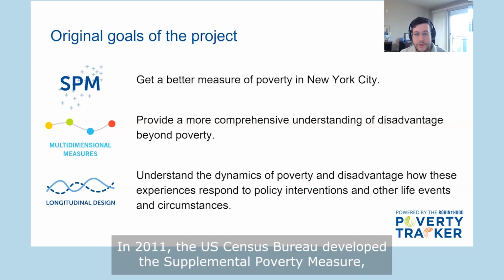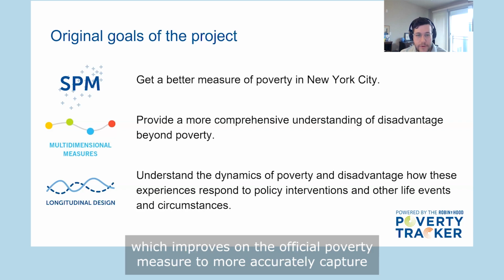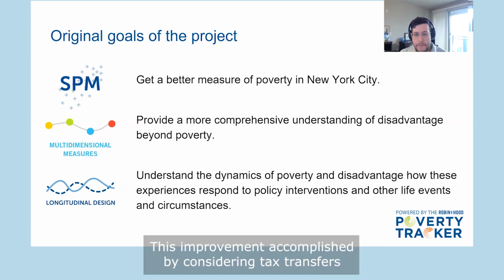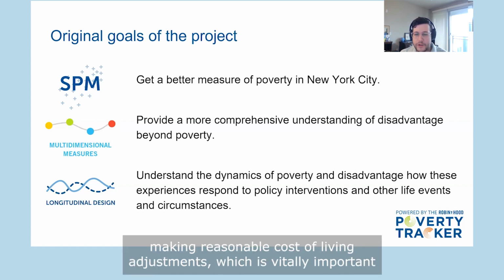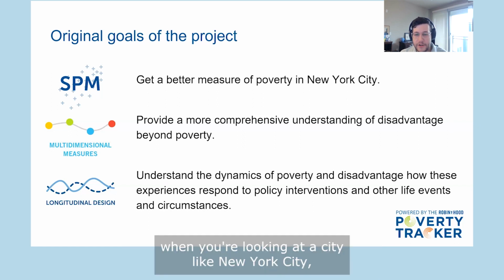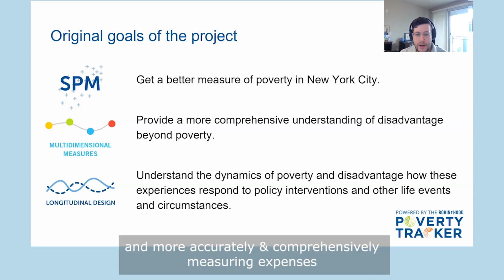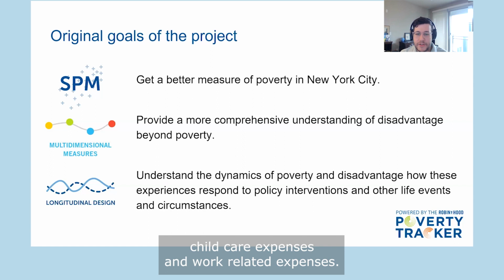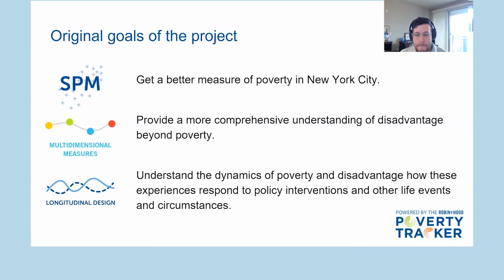In 2011, the U.S. Census Bureau developed a supplemental poverty measure, which improves on the official poverty measure to more accurately capture the two components of the poverty measure, those being income and expenses. This improvement is accomplished by considering taxes and transfers from the government, making regional cost of living adjustments, which is vitally important when you're looking at a city like New York City, and more accurately and comprehensively measuring expenses through the inclusion of those related to out-of-pocket medical costs, childcare expenses, and work-related expenses.